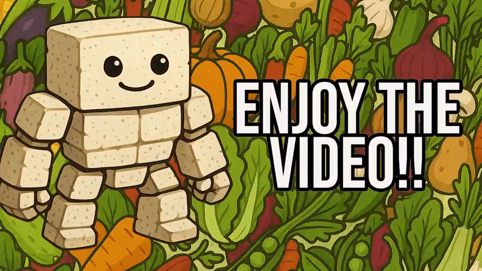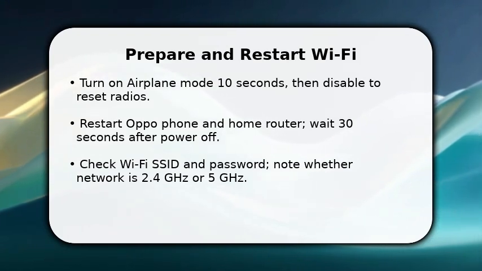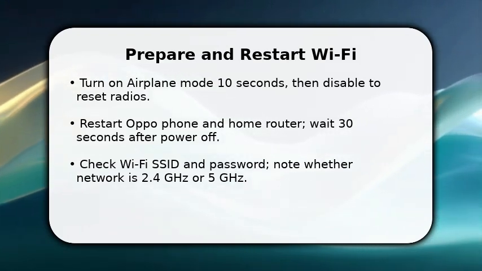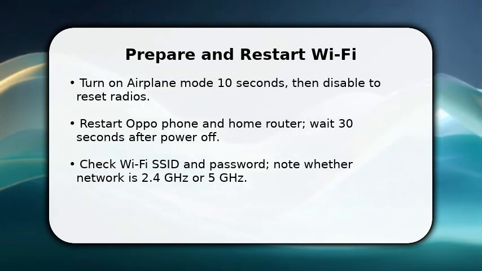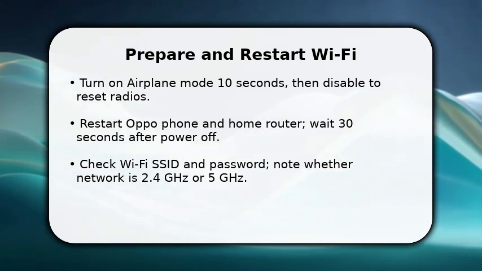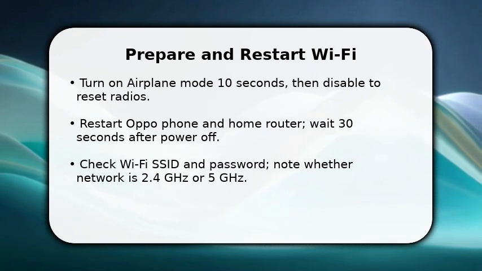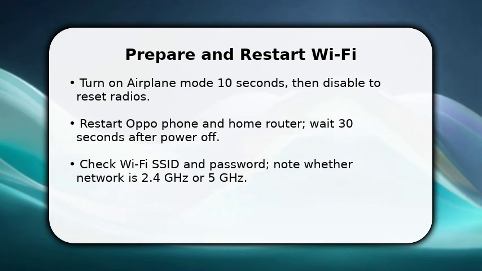Please enjoy the video. You begin by forcing a clean state. Enable airplane mode for about 10 seconds, then turn it off to reset the radio. Next, power down the router and your Oppo, wait 30 seconds, then start the router first so DHCP settles. Once done, boot your phone and confirm you're selecting the correct SSID and entering the precise password.